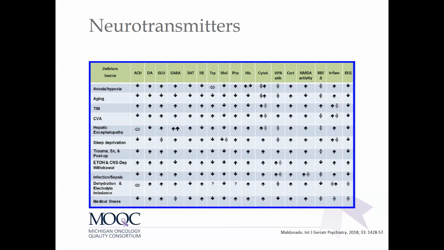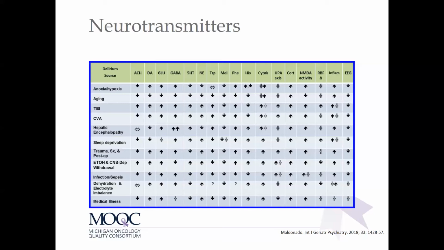What we also commonly see across most of these is an excess release of dopamine, which is why we use dopamine antagonists, or we think those work, and an excess release of norepinephrine and/or glutamate. Unfortunately, we don't really have drugs that work well on those pathways. And then there seem to be some alterations in serotonin, sometimes an increase, sometimes a decrease, and then alterations in GABA.